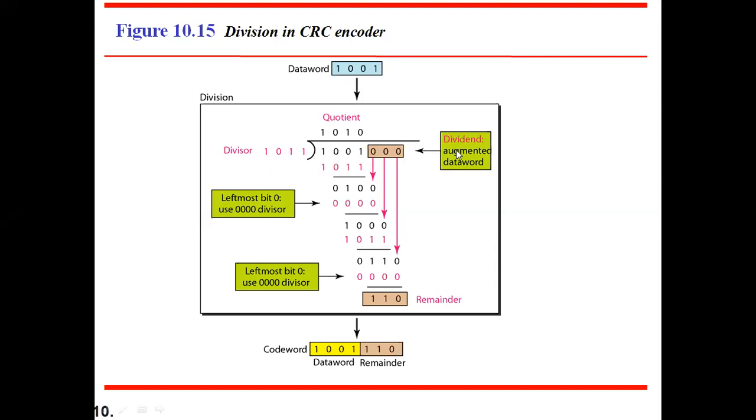Just check what I said: how many zeros will be added here? n minus 1. n is how many? 4 bits. Then n minus 1 is 3 bits. So 3 bits got added. The data word is 4 bits, and the 3-bit augmented part got added. That is, n minus 1 zeros are added to our data word, and then it becomes 7 bits. Earlier the data word was 4 bits; now it has become 7 bits.